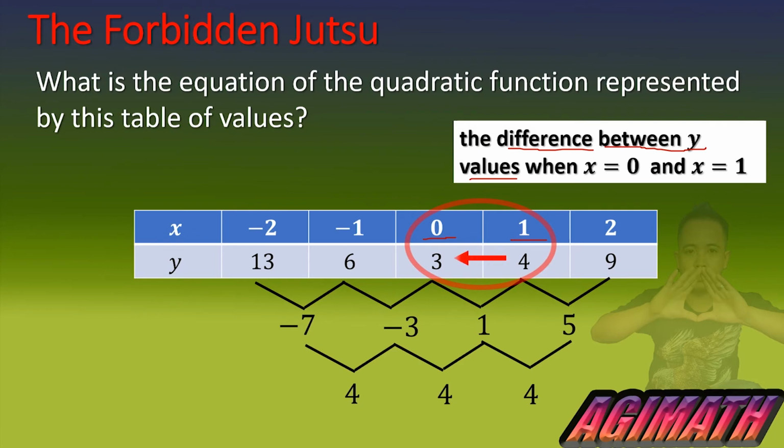When x is equal to 0, y is equal to 3. When x is equal to 1, y is equal to 4. And if we are speaking about difference, our operation should be subtraction. But this time it's easier because we already subtracted the y values earlier, and that is equal to 1. So again, where do we get 1? It is the difference between y values when x equals 0 and x equals 1.